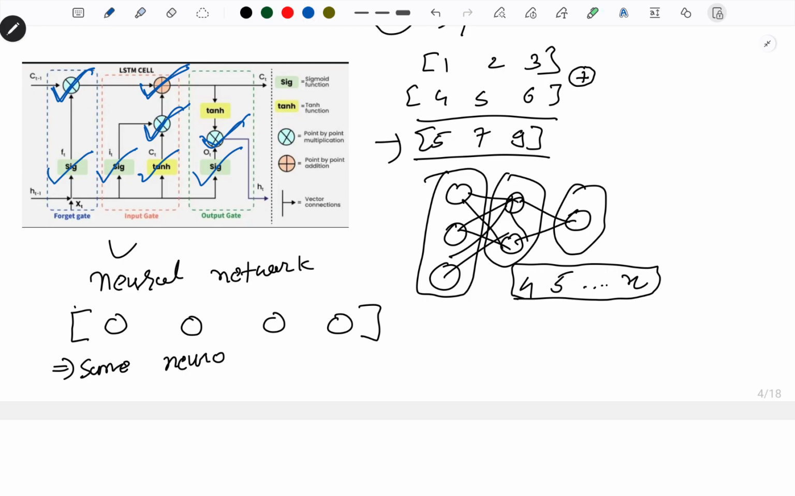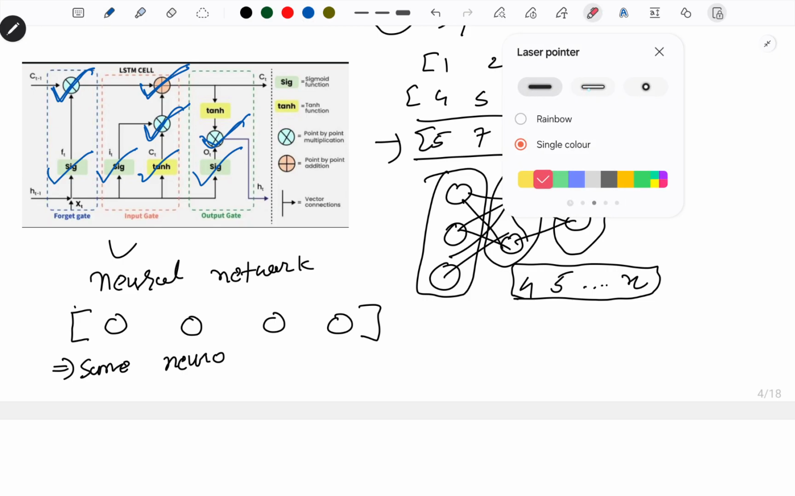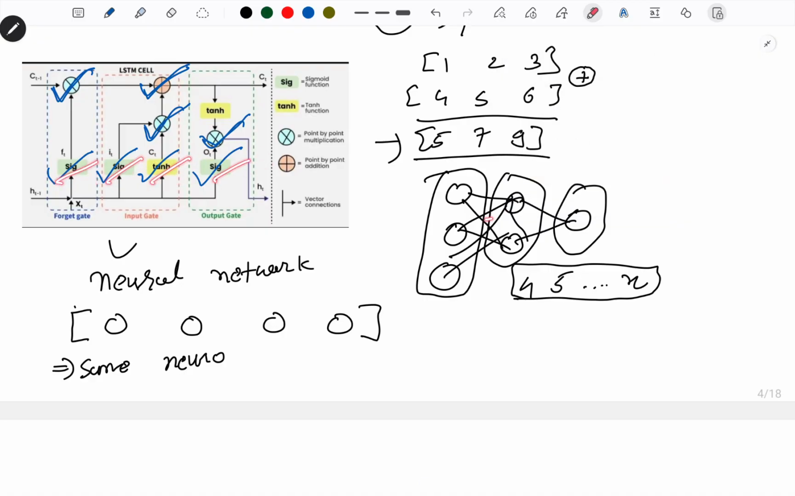Now let's try to understand why here it is written like SIG, TANH, SIG. Sigmoid means neural network with activation sigmoid, and TANH means activation tanh. So let's say you have 4 neurons in this one layer. This neural network with 4 neurons has the activation function sigmoid. This is also a neural network which has 4 neurons with the activation sigmoid. This is a neural network which has 4 neurons and the activation function is tanh. This is the only difference. This is again a neural network with the activation sigmoid. This is the simple meaning of this.